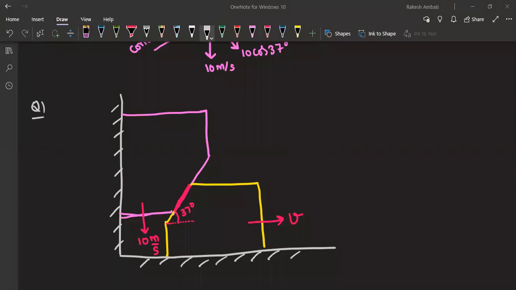Okay, listen. In this case, it is a contact surface. I'm drawing the contact surface separately, the same part in the zoom, in the bigger view, so that it will be very easy to understand. Here, this angle is 37 degrees, given in the question.